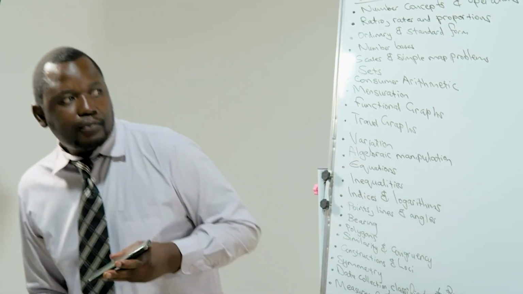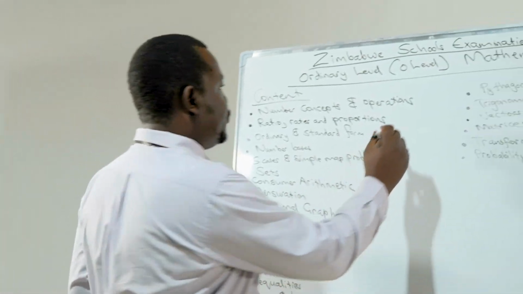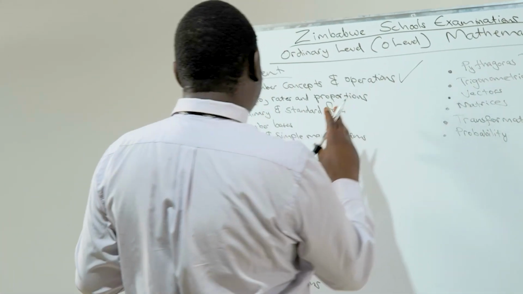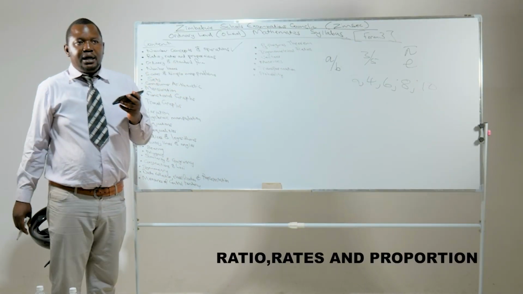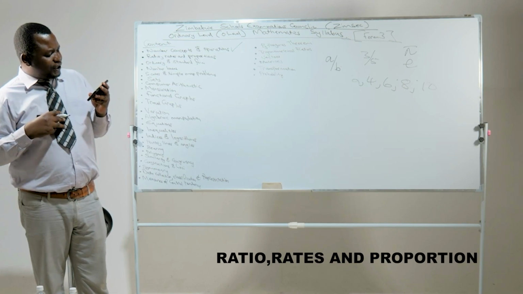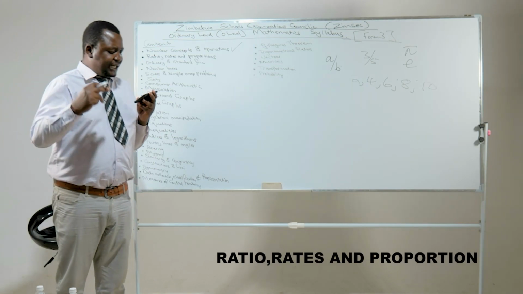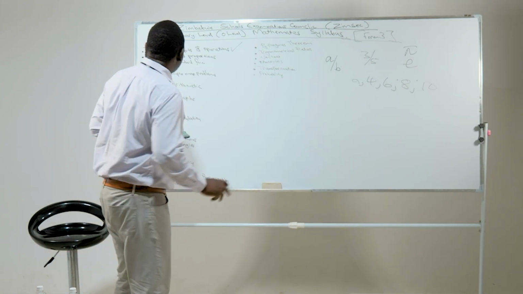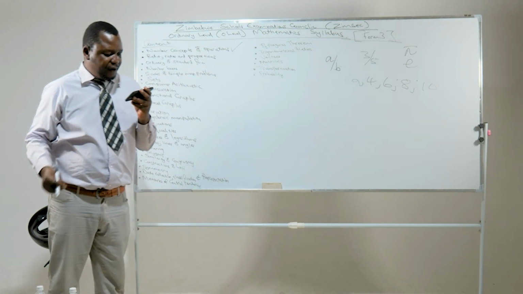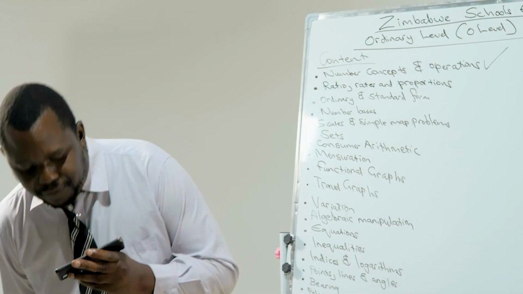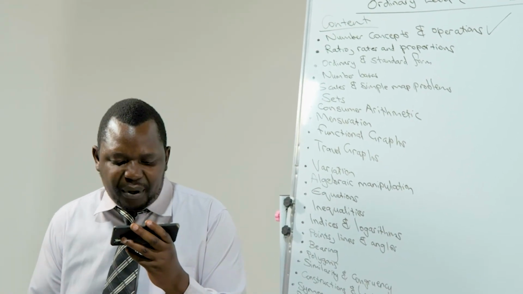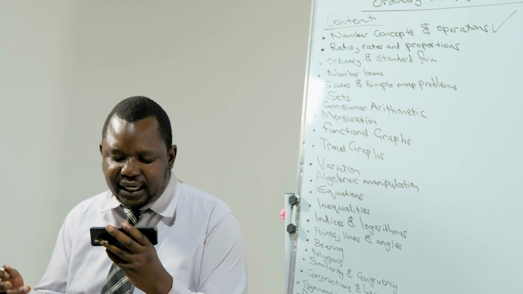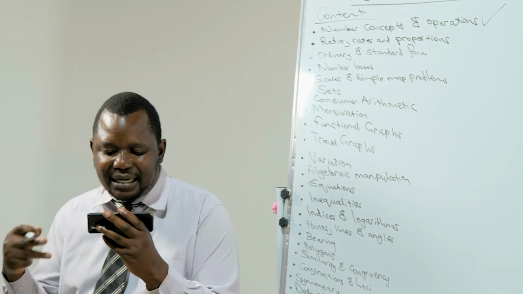Right. So we are done with this one. Next concept, ratio, rates and proportions. Under ratio, rates and proportions, the learning objectives with regards to that topic are as follows. First and foremost, we need to simplify ratios and perform calculations involving ratios, rates, and proportion.